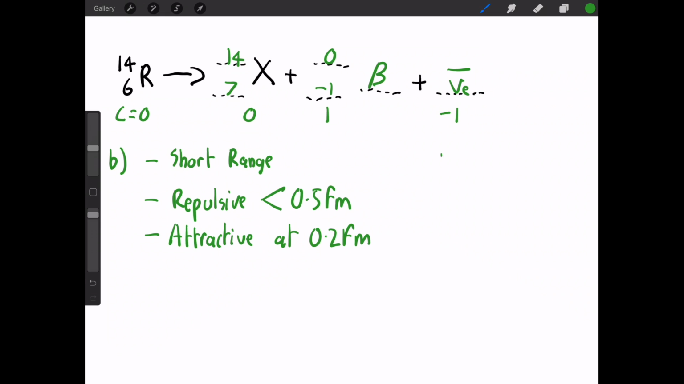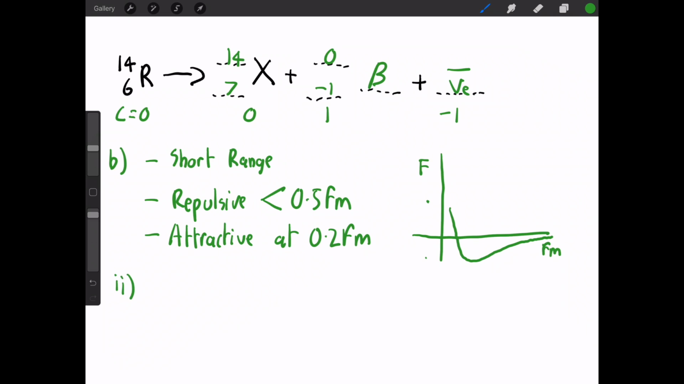On a graph, I'll just sketch this out, that means that it's repulsive at very short ranges and then attractive, and then it dies to 0 at longer ranges. So if this is the force on this side, we've got attractive force down at the bottom there, and we've got repulsive force at the top, and this is of the order of femtometers, very small.